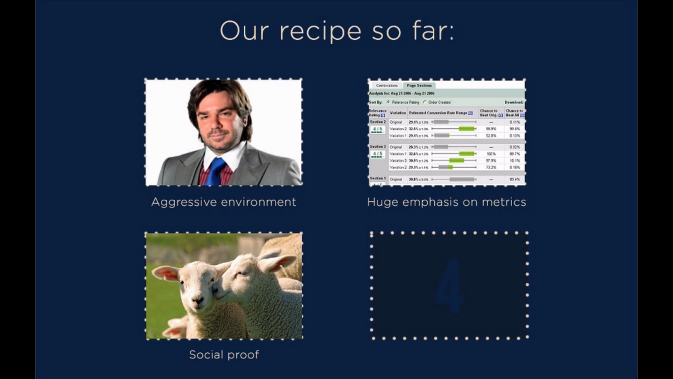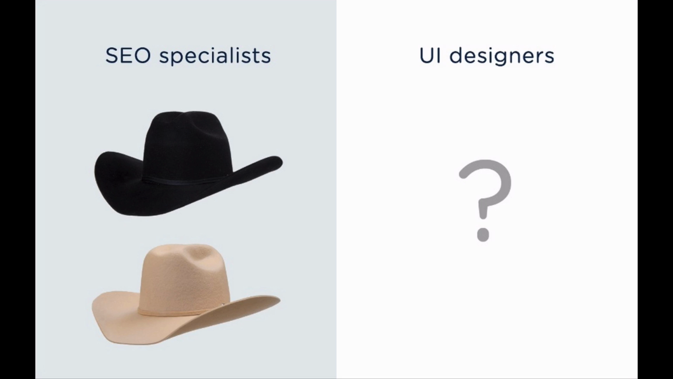So let's go back to our recipe so far. We have the aggressive, high-pressure working environment. We've got a really big blinkered emphasis on metrics, the social proof. And you can see there's an empty box there, so there's a fourth item I want to talk to you about. And I'd actually like to phrase this one as a question, okay?